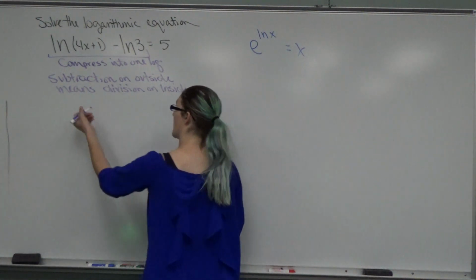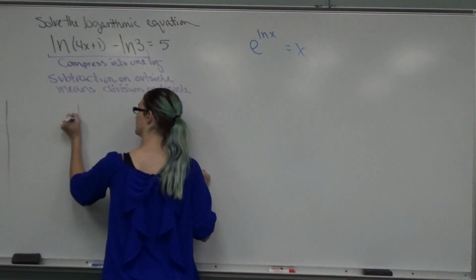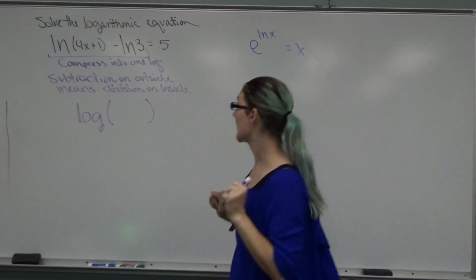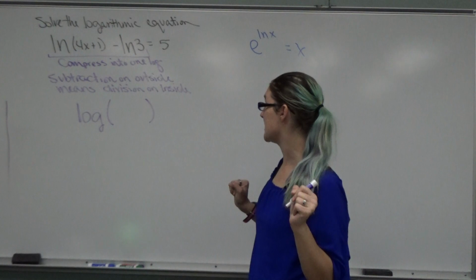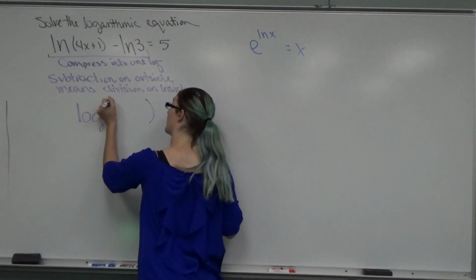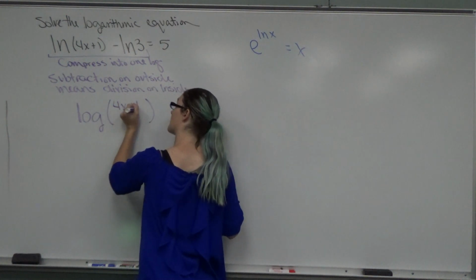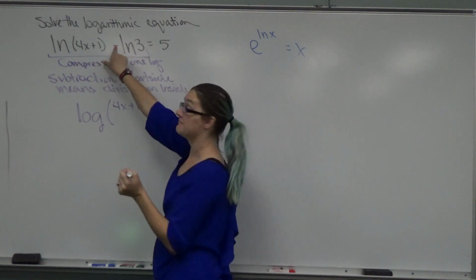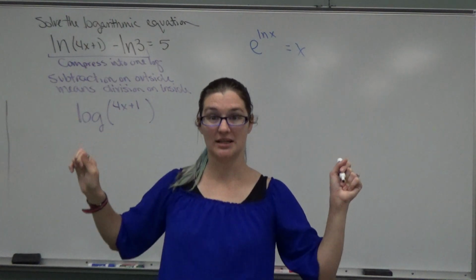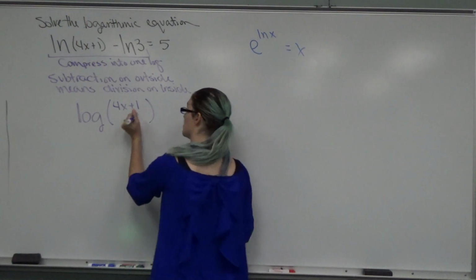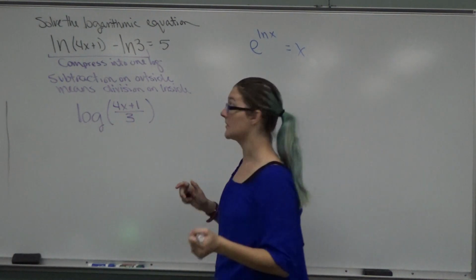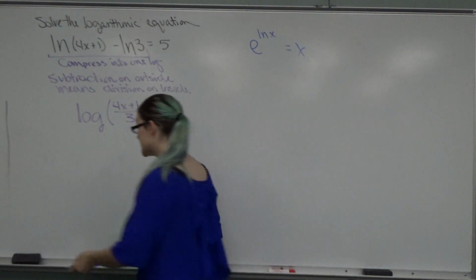So we're going to create one log. And I'm going to switch markers in a minute because I know it's squeaking. The first one goes on top first inside. A subtraction sign sure does look a lot like a fraction bar, right? That's why these two tend to go together. 3 goes on bottom. So now we have it compressed into one log.